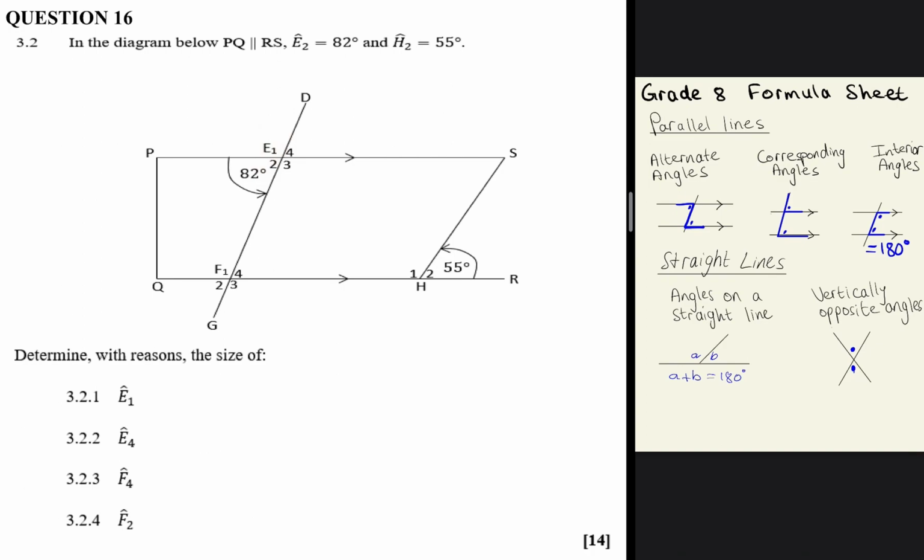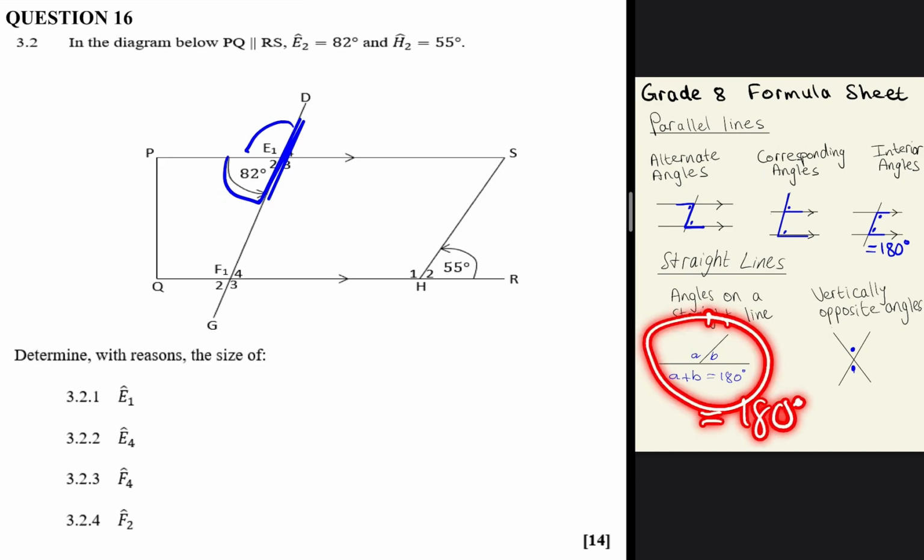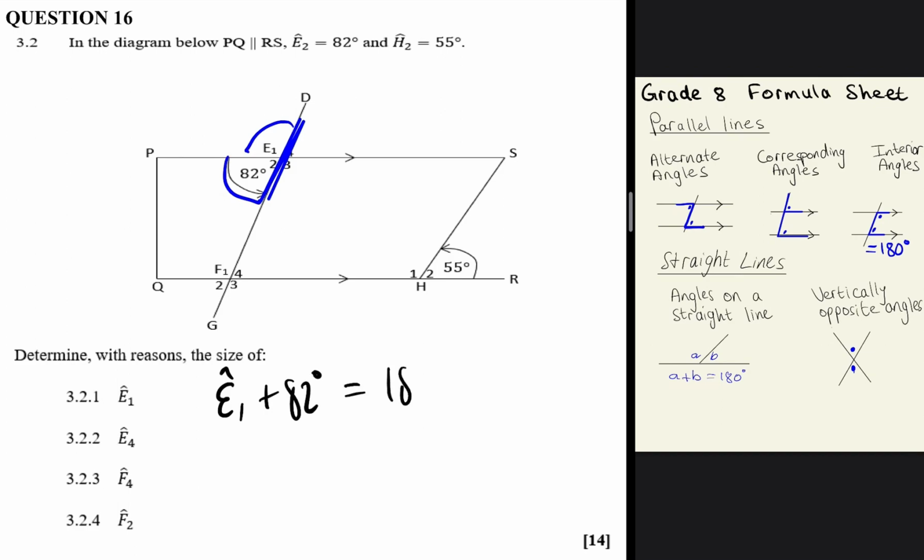Let's start with E1. So E1 is over there. Again, look at your formula sheet. What I can see here is that this is a straight line. There's an 82 degrees and the angle E1. So if you look on your formula sheet, you can use the rule angles on a straight line because they will always equal 180 degrees. Then you can write down angle E1 plus 82 degrees equals 180 degrees, and the reason is angles on a straight line.